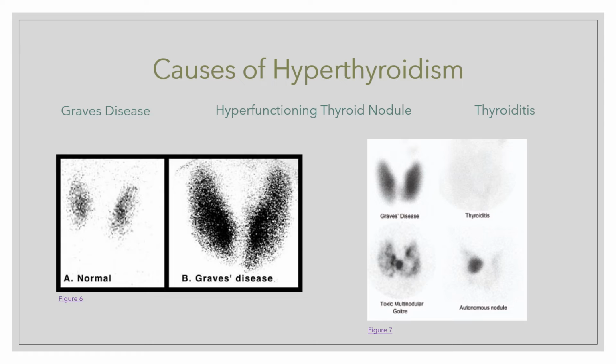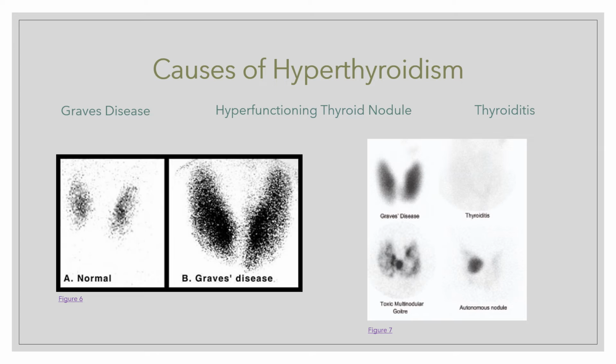Hyperfunctioning thyroid nodules is another form of hyperthyroidism. This can be broken down into different types, like multinodular goiters, also known as Plummer's disease, or toxic adenomas. These occur when one or more adenomas of the thyroid produce too much T4.